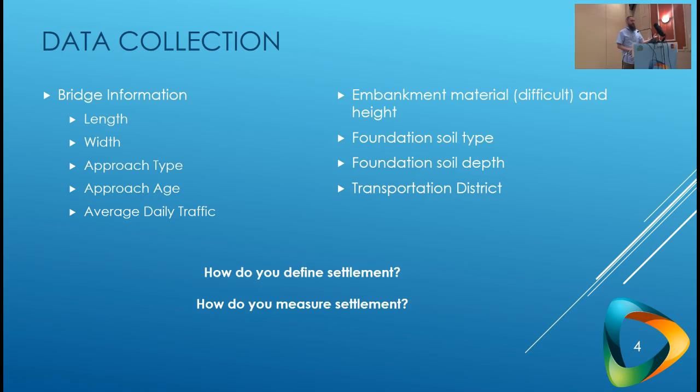So if I asked you to define settlement, probably everybody in here would be able to define it as a measure of how far did something sink, in centimeters or inches. And so how do you measure it? Well, you can go out there and stick a ruler in the ground at the end of the bridge and see how much it's settled.